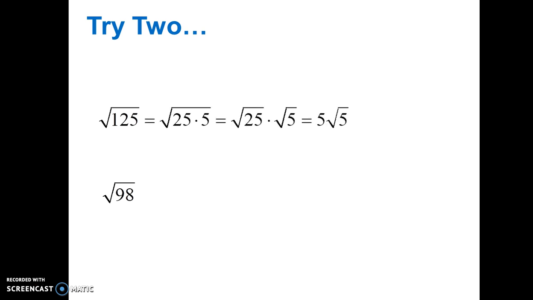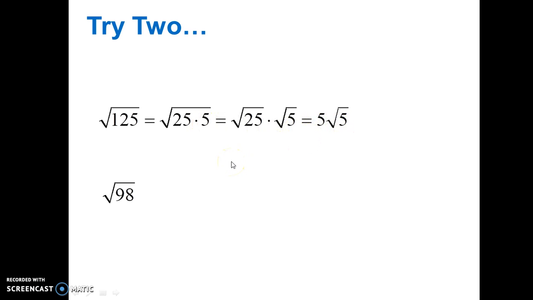All right, try these two. First one, 125 is 5 times 25. That's the perfect square right there. So we can think of it as two parts, and the root of 25 is 5. So this 5 comes out, that 5 remains under there. We have 5 root 5.